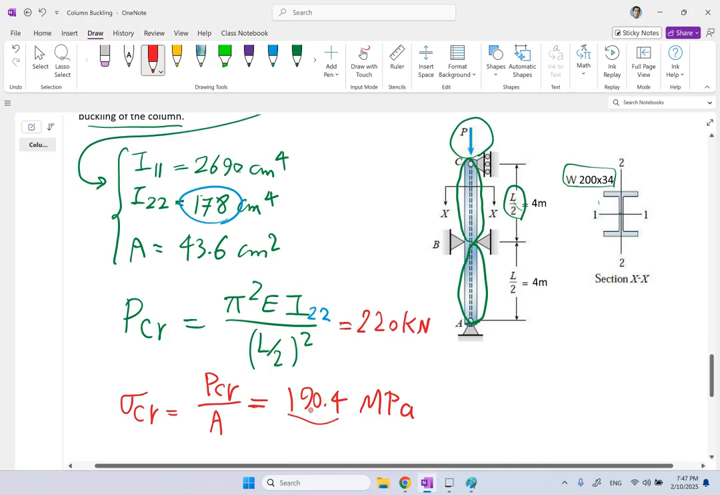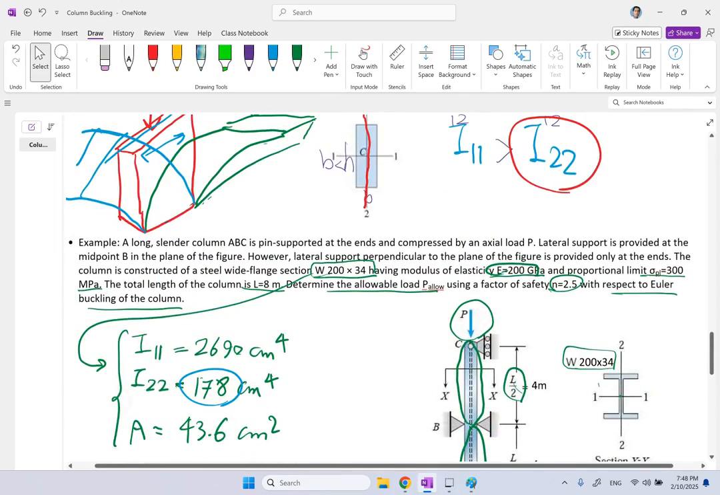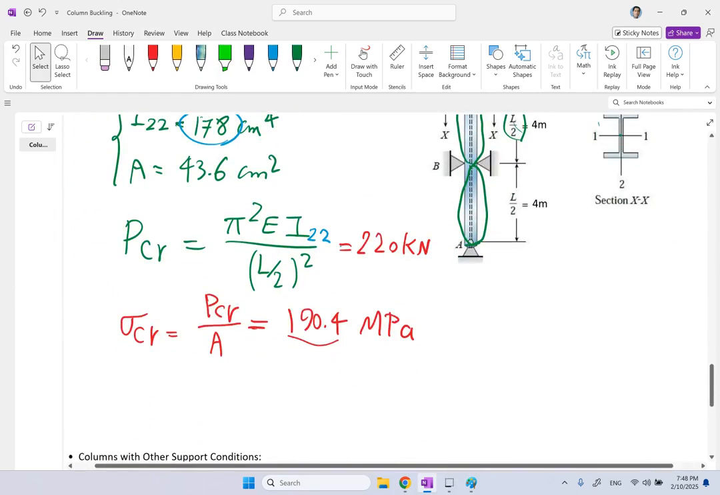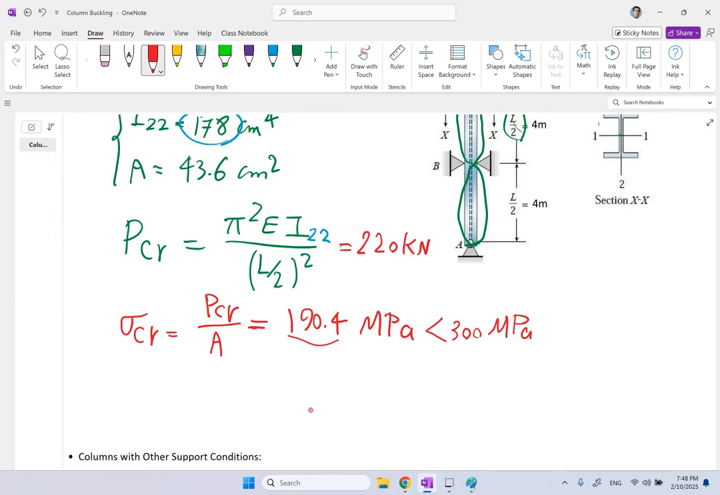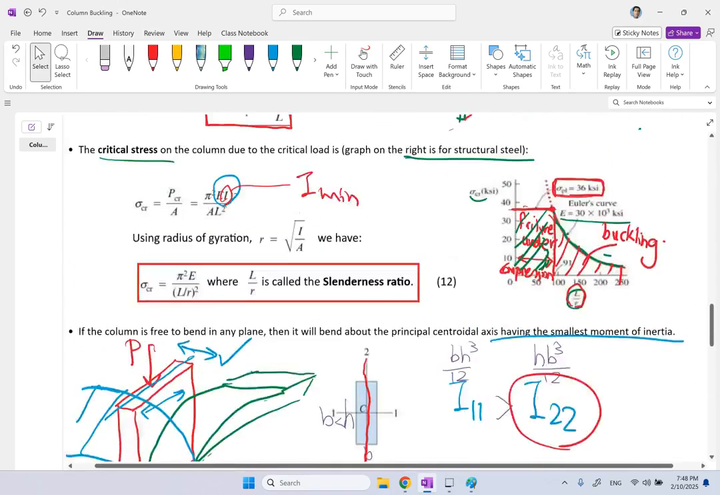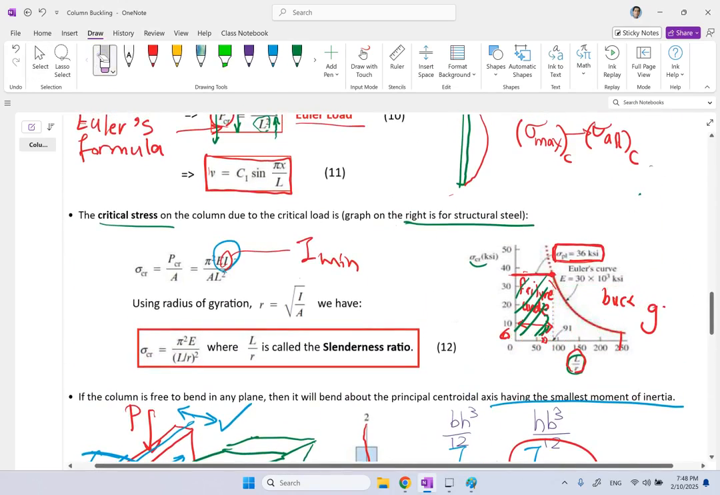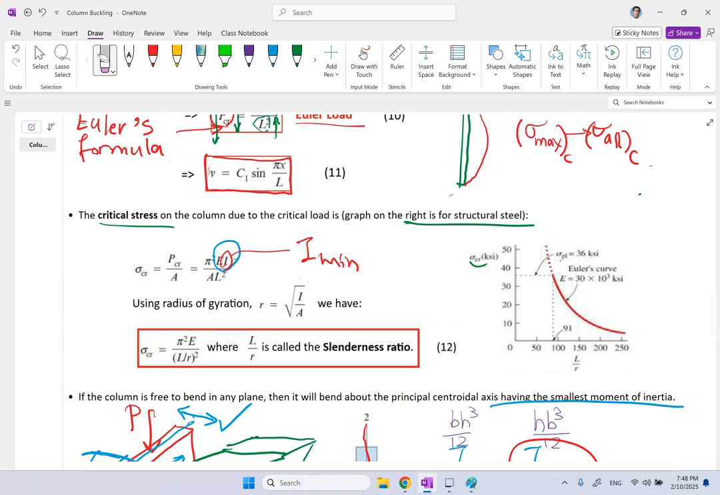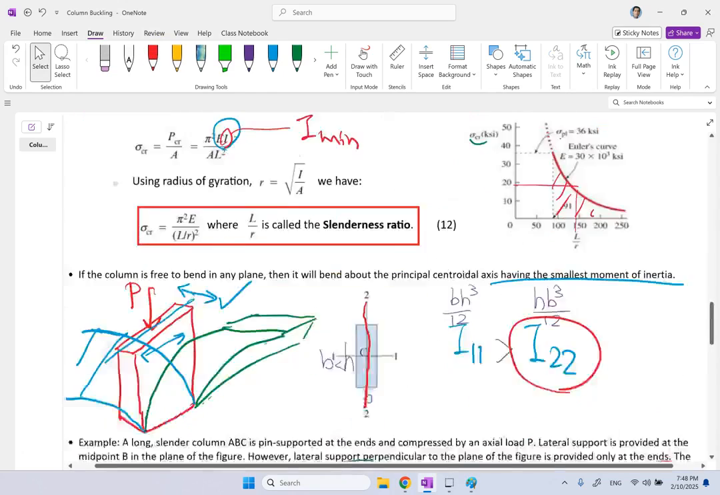Now compare this against your proportional limit, which is 300. This is less than 300. What does it mean? It means the system is not going to fail under compression. The system is going to fail under buckling. So you are clearly in the right side region, okay? You're clearly below that threshold of 300. So you are literally in this region somewhere there, okay? You're here on the right side.